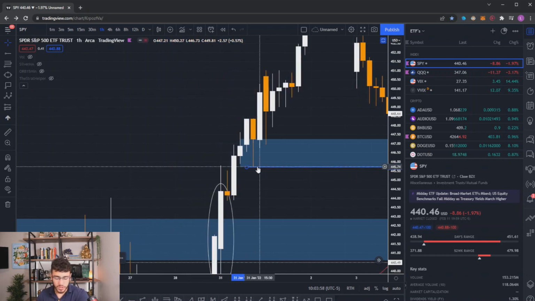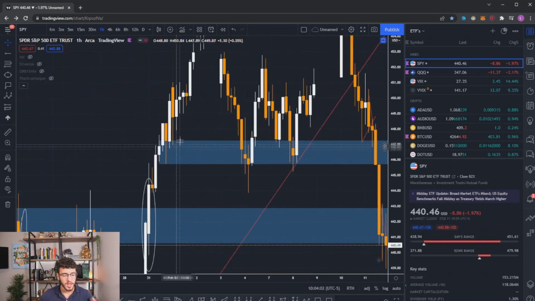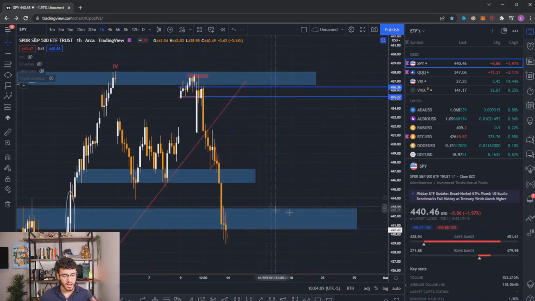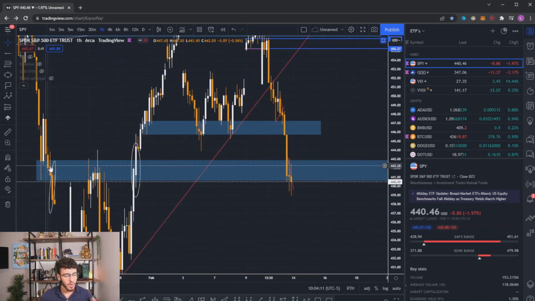And I always just keep mine as blue, but if it makes more sense for you to color code them, then please do so. And as you can see, we tested this 1 time here, 2 times here, break through it here with a strong candle close. I stopped dragging it over just because we are not there yet. Now we are retesting this level again, and as you can see, it is showing some support still.